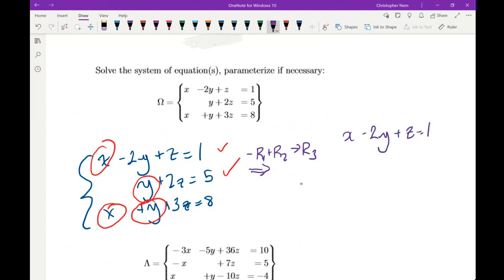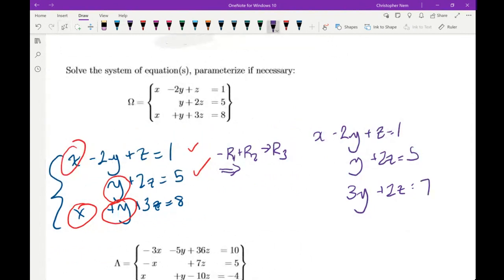I encourage you to do scratch work as well, but if I add the negative versions of it, the x's are gone now. Now negative 1 times negative 2y, that's positive 2y, so I get 3y. But the x term is deleted, so that is nice. I already got one term deleted. And then negative 1 times z, that's negative z, so I get plus 2z equals negative 1 plus 8. That's going to give me 7.